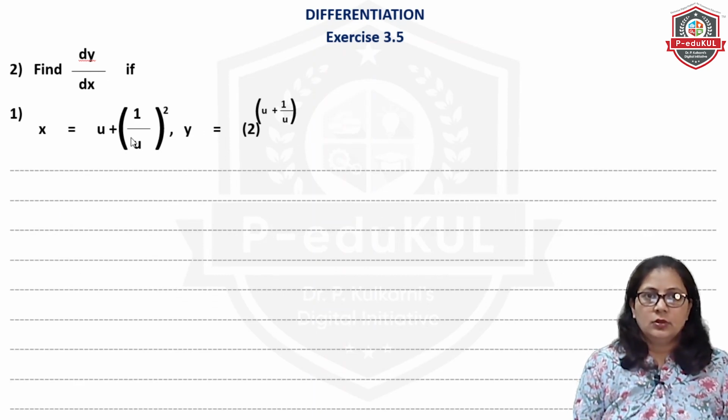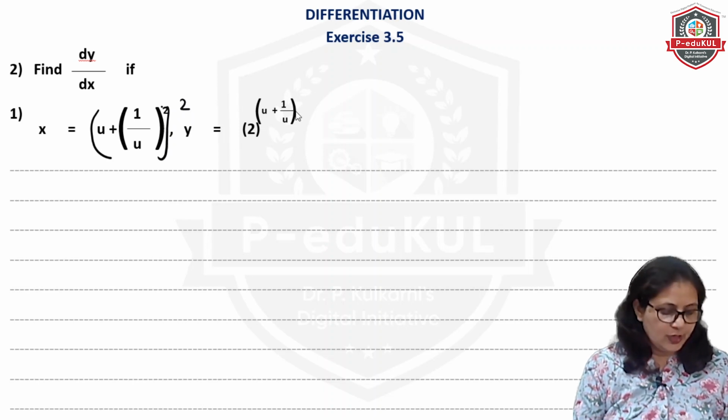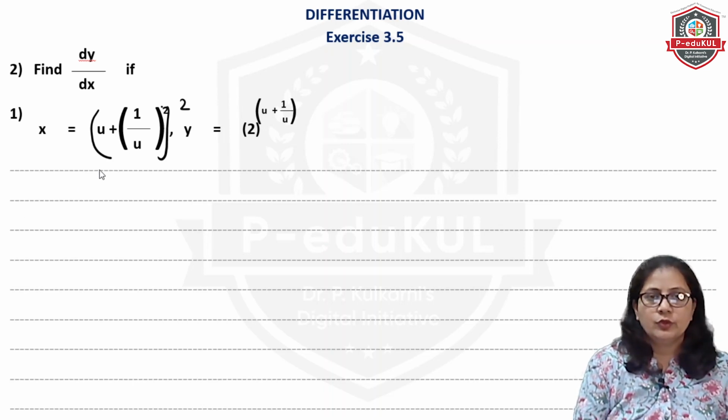x is equal to 1 plus, this is 1 plus 1 upon u, bracket square, whole bracket square, and then y is equal to 2 raised to u plus 1 upon u. So now we will do this. So we have to differentiate here with the parameter u. So we will write that differentiate with respect to u.